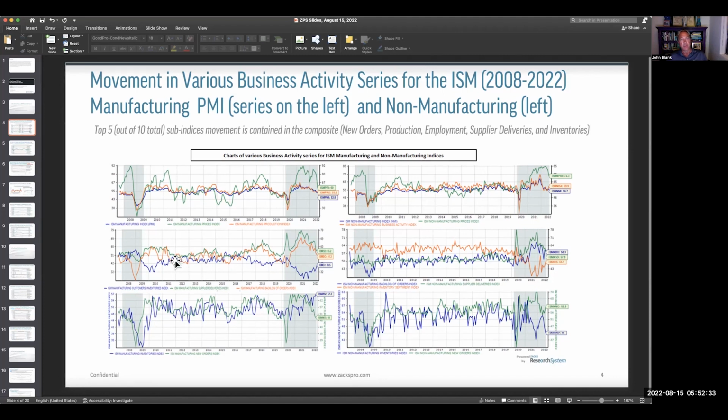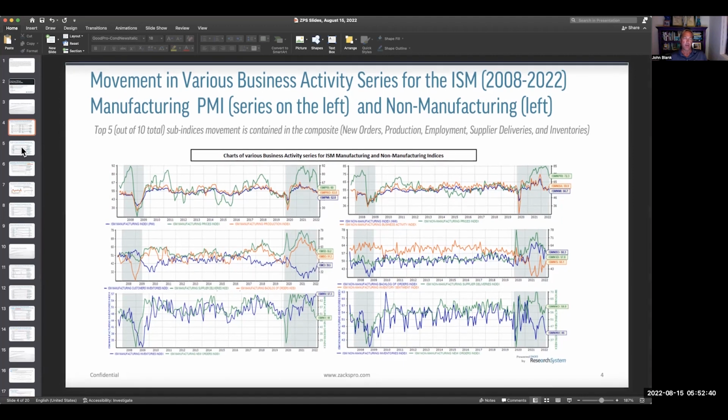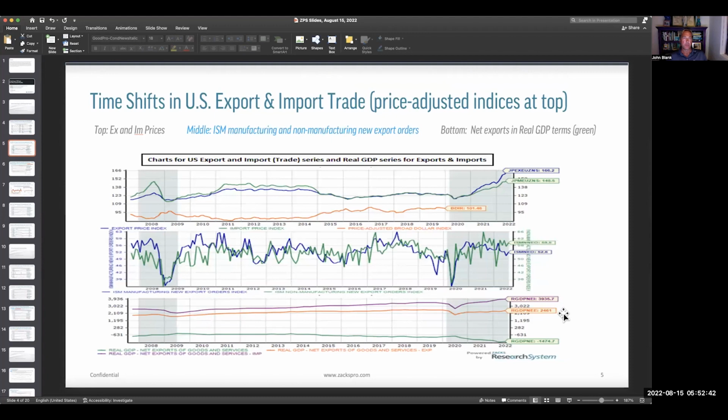However, you can see we got to get that sideways motion out of customer inventories. We just got back to the level. We're still premature on that whole thing. So then we get into time shifts in U.S. export-import trade. So again, ISM non-manufacturing export, new export orders.